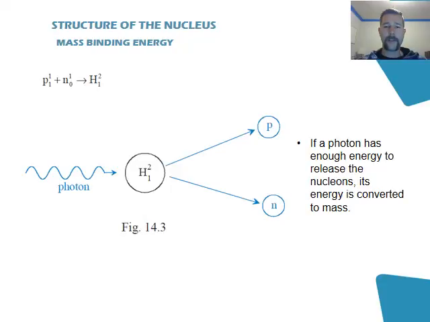When a photon of extremely high energy impacts upon a nucleus, it can release the nucleons. The energy of that photon is converted to the mass of those individual components, the mass difference. So remember that a nucleus has a lower mass than its individual components. That's why when it is broken up, that additional mass has to come from somewhere, and it's the energy of that photon.